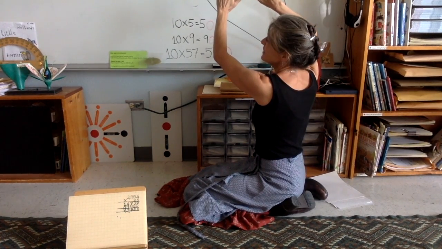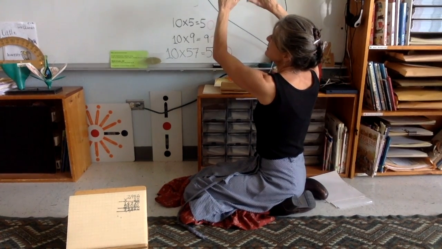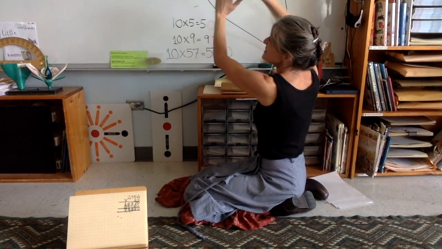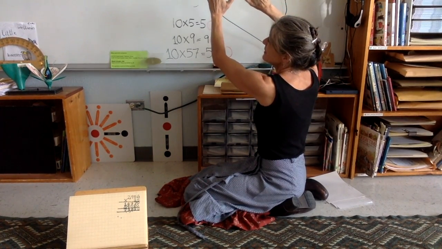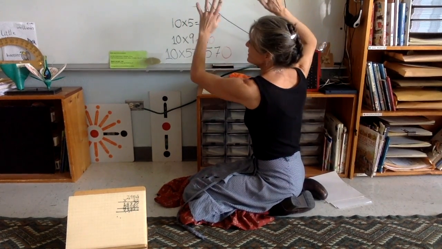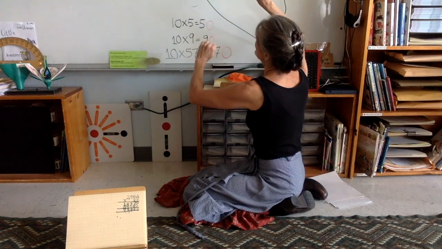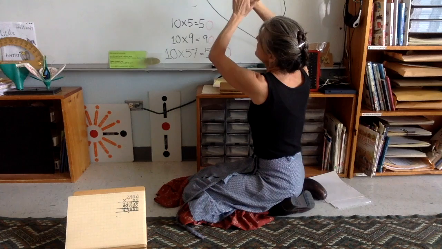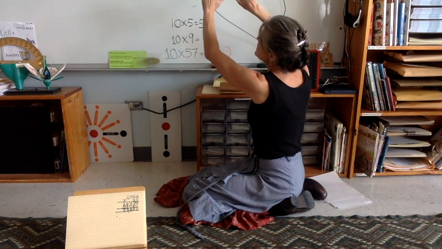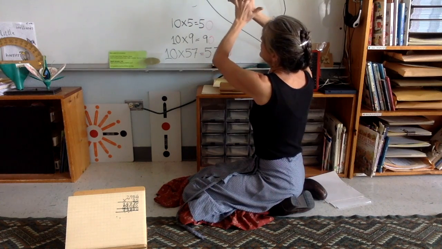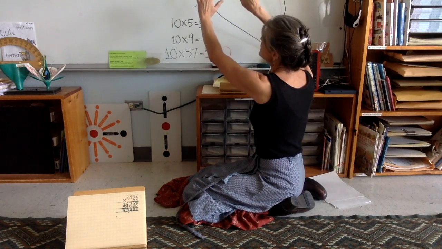Do you see that? Put your third finger down. 3 9s is 27. Put your fourth finger down. 4 9s is 36. 5 9s is 45. 6 9s is 54. 7 9s is 63. 8 9s is 72. 9 9s is 81. And 10 9s is 90.